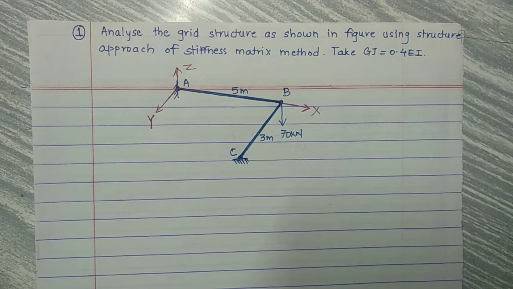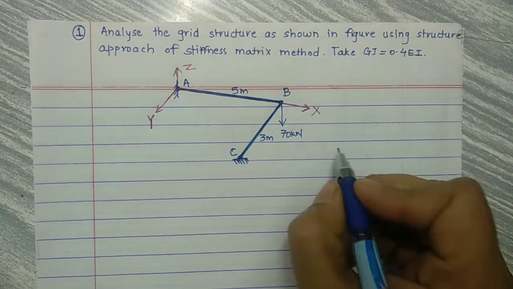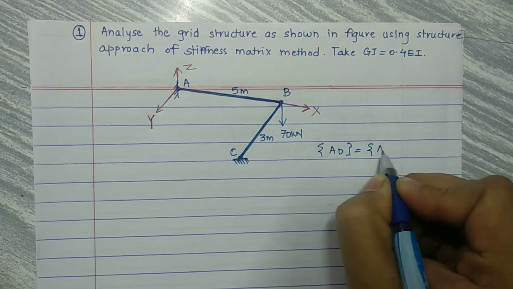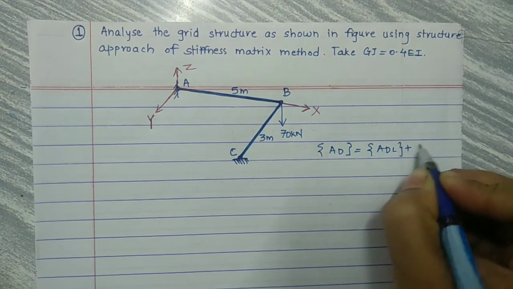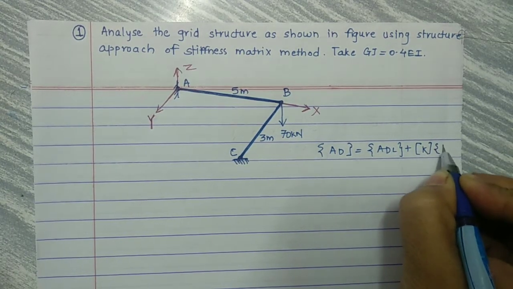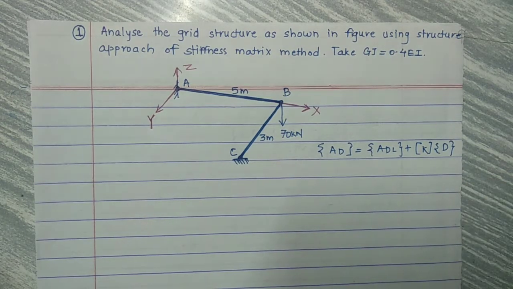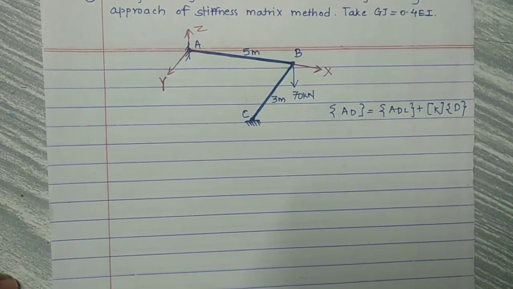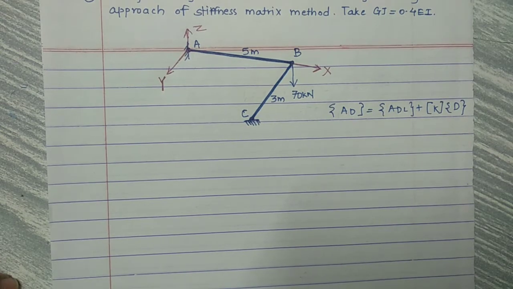The steps are the same as we have discussed in beam and frame. In the structure approach we use the compatibility equation, AD matrix is equal to ADL matrix plus K into D, the unknown displacement matrix. Okay, so we'll go accordingly. The very first step is to determine the degrees of freedom.